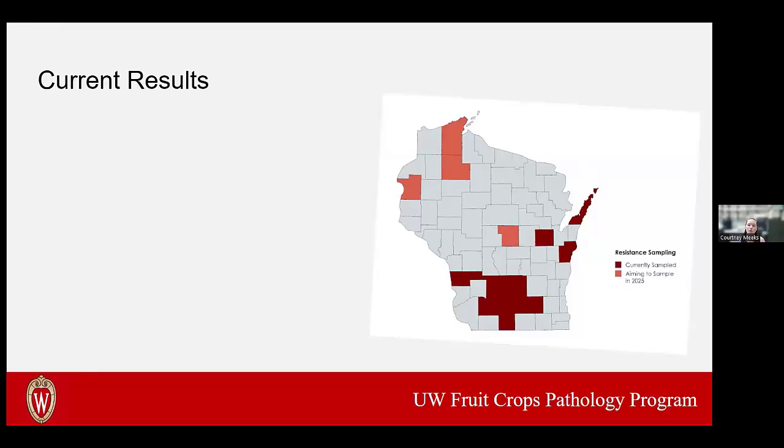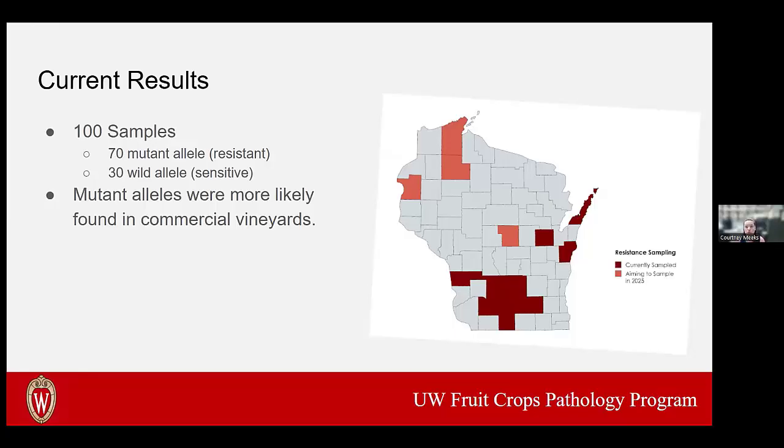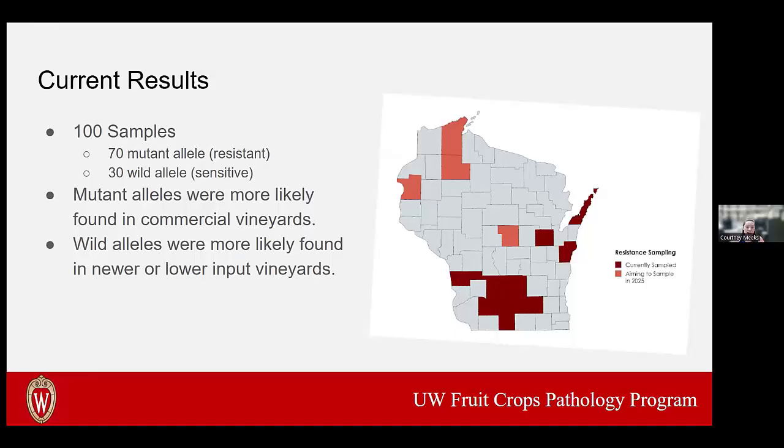So just for downy mildew, the Plasmopara species, we had 100 samples. Of these, 70 came back with the mutant allele, meaning genotypic resistance. The other 30 were the wild allele, still sensitive to the fungicides. Interesting trends: mutant alleles were more likely found in commercial vineyards, which are using synthetic fungicides. On the flip side, wild alleles were more likely found in newer plantings, so a vineyard that is very young, or a lower input vineyard, meaning either they only spray organic or they're spraying fewer times on average.